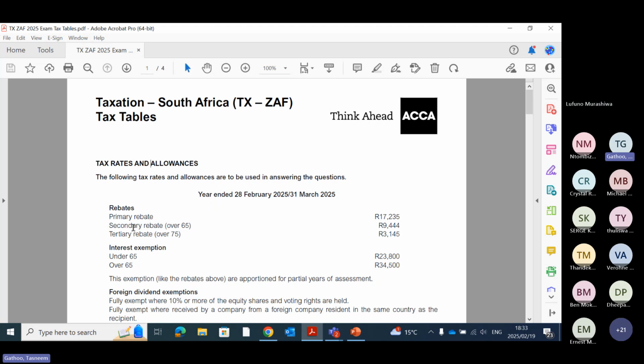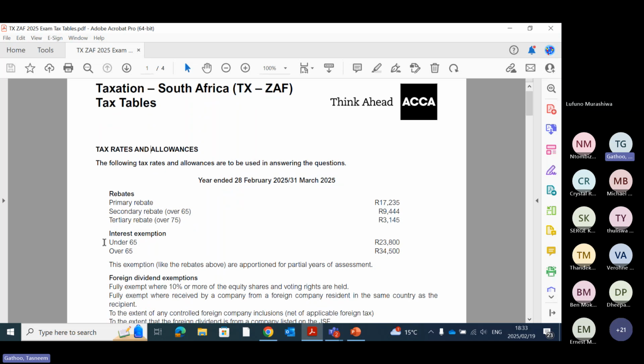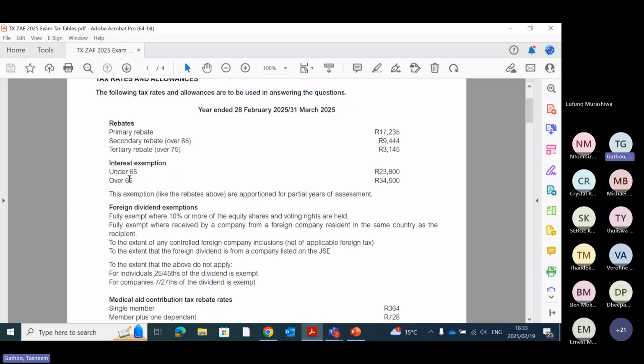For example, we haven't started speaking about rebates, but here are rebates. We've already started speaking about interest exemptions. Remember, we said there are different exemptions for different years. There's the amount, and then it speaks about apportionment for partial years of assessment. We spoke about that, and we'll go through an example a bit later. But I just want you to note that you can see it's saying these amounts are apportioned, but it's not telling you how to apportion it.